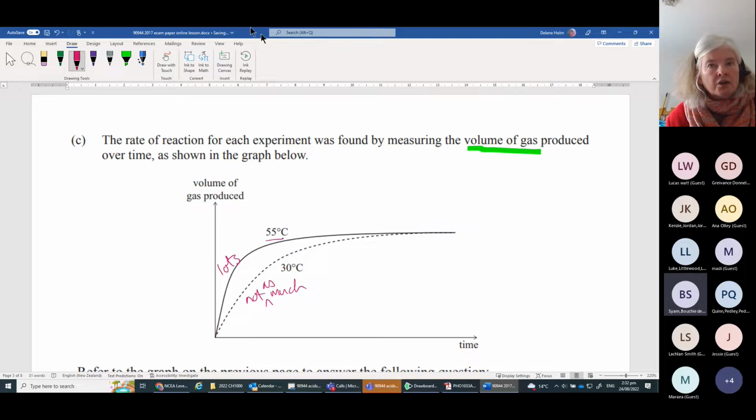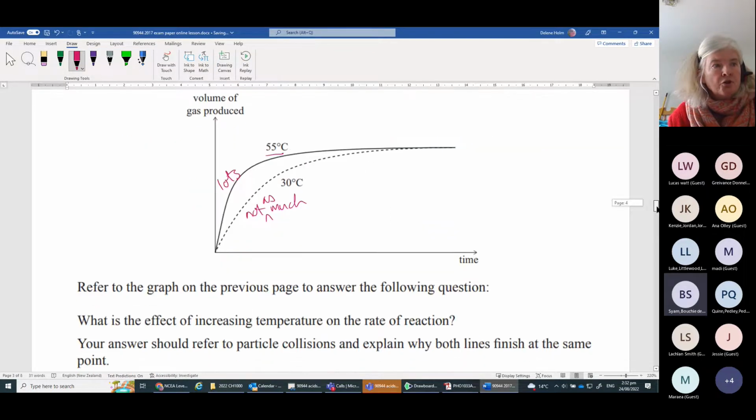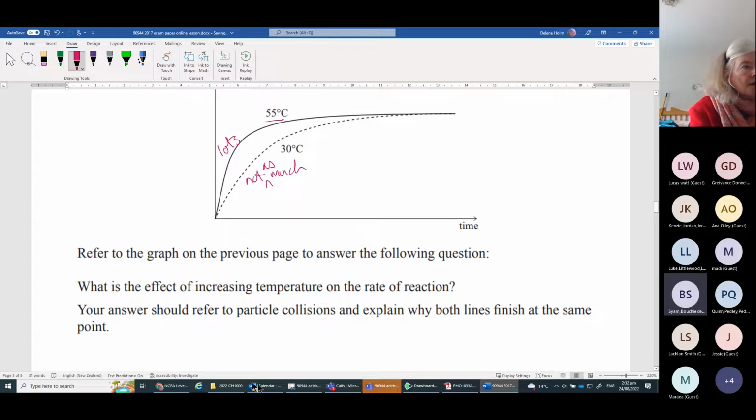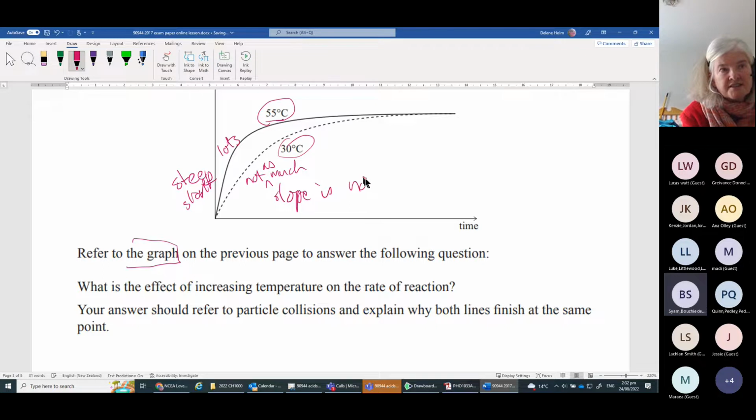So it also says refer to the graph. Now, please, when it says things like that, it says on the previous page simply because I've moved this one down so it's on the same page. Refer to the graph. So make sure you refer to the graph. So say the one at 55 degrees has a steep start to the graph compared to the one at 30 degrees where the slope is not as steep.